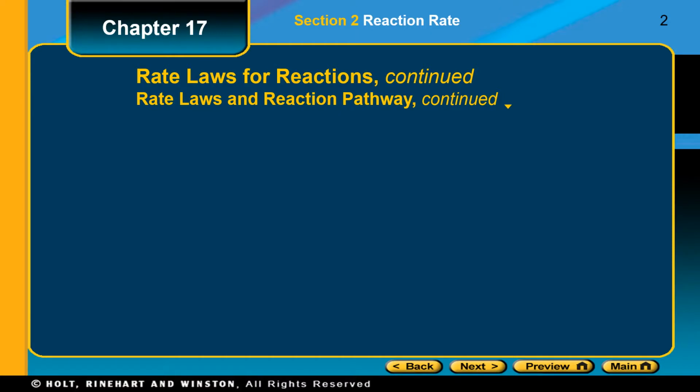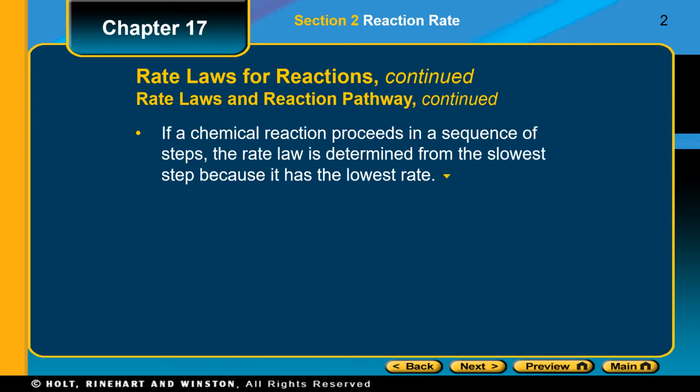Yesterday we talked about chemical reactions that occur in a single step, and then we could use coefficients in the balanced formula for our exponents. But let's go back and talk more about reactions that occur in a sequence of steps.